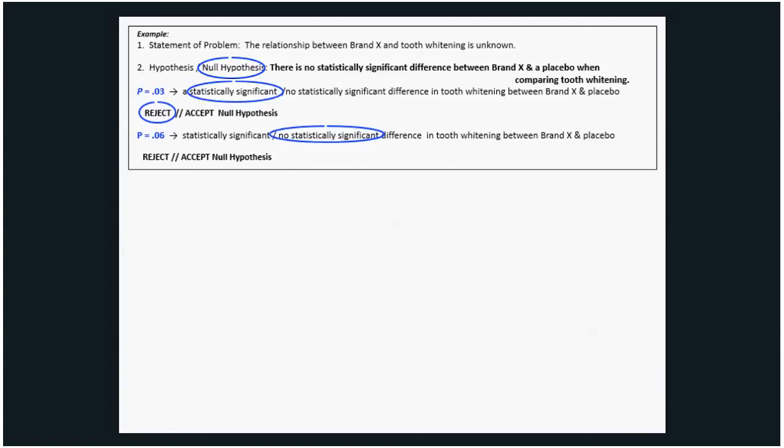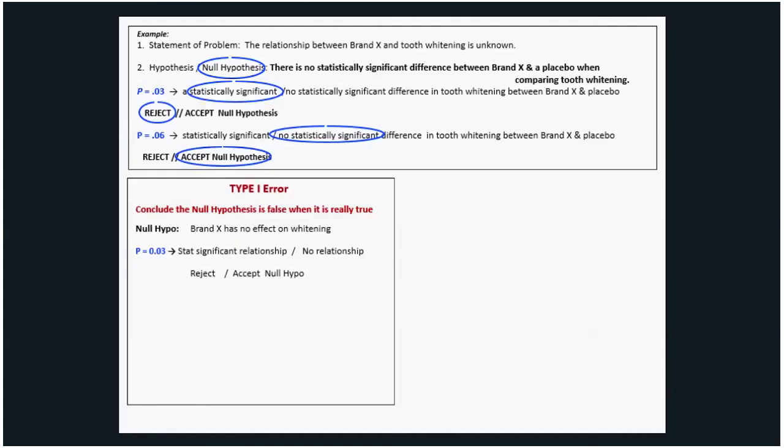So are we going to accept our null hypothesis? Or are we going to reject it? We're going to accept it at this point. We're saying the numbers are telling us with that p-value of 0.06 that there is no statistically significant difference. That's what we said. There was no difference. There was no relationship. So we accept that null hypothesis.